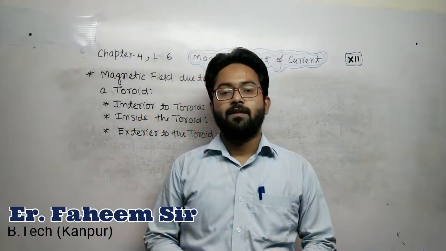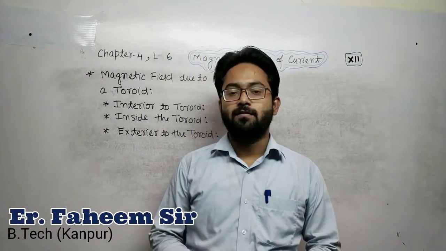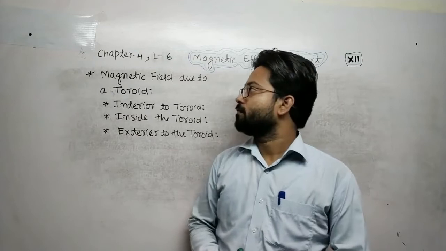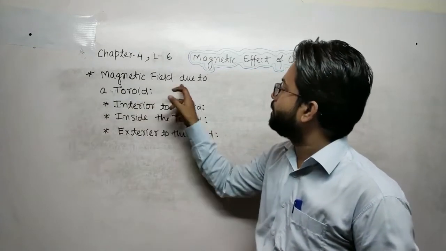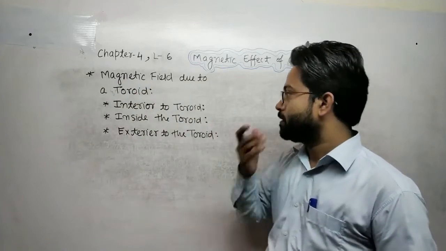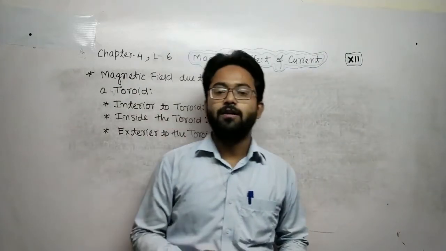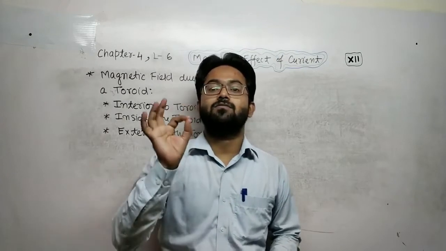Hello students. Now in this video we will discuss the next application of Ampere's circuital law, that is the magnetic field due to a toroid. What is a toroid? A toroid is an endless solenoid.